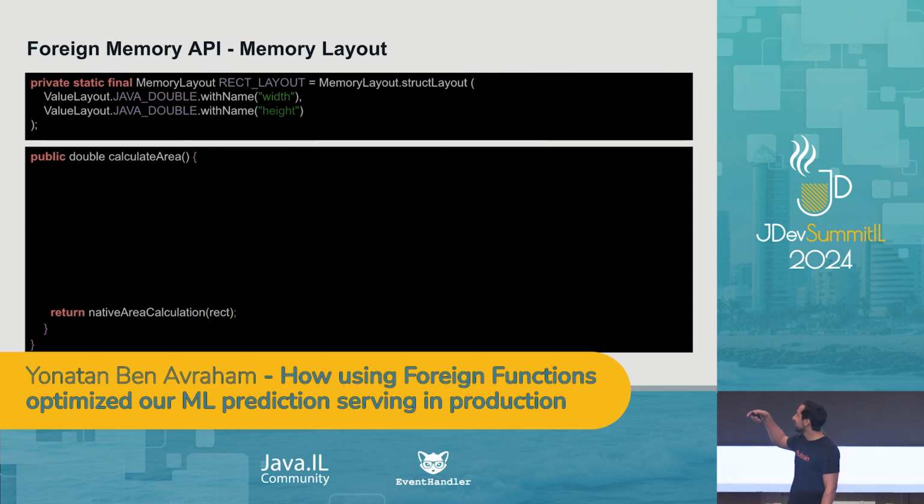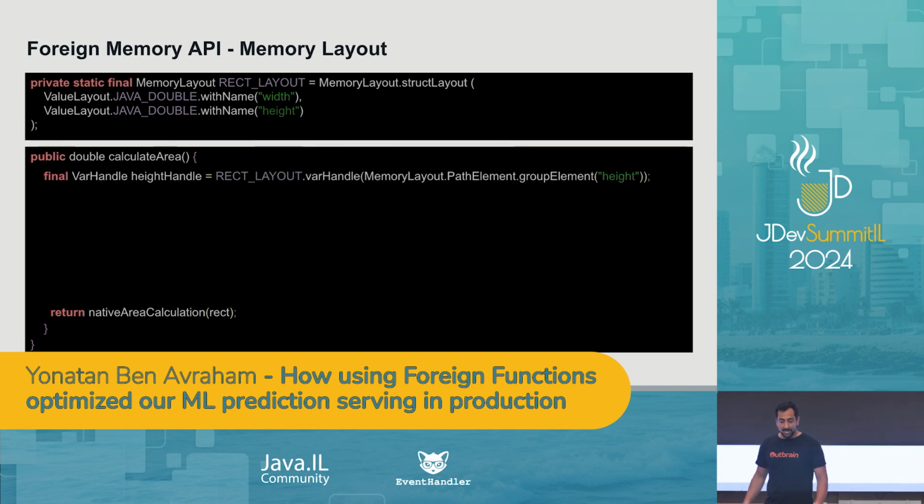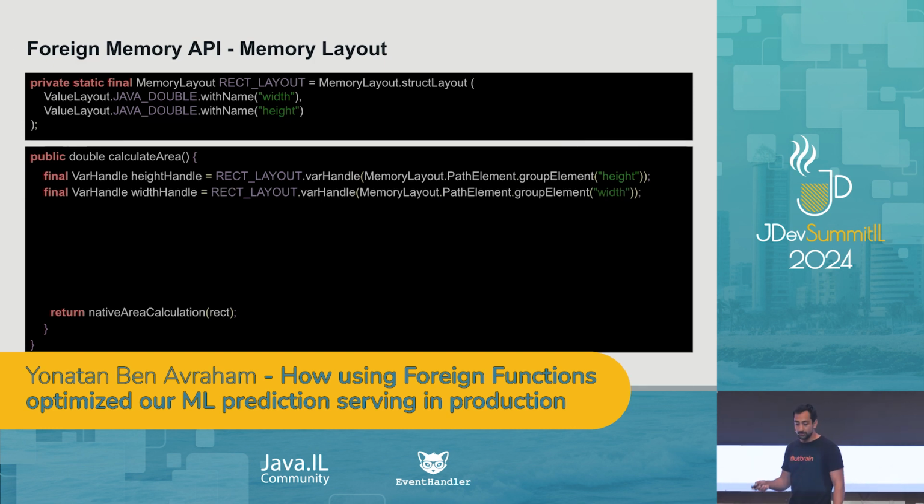And here I created an example of memory layout of a rectangle, and I have my native area calculation, which is very efficient. Using the memory layout struct layout, I'm specifying the value layouts, both the width and the height. They are both double. And using that layout, I can create a var handle. And the var handle is another amazing addition, because using this var handle, I will be able to set the values I want for the height and the width without calculating the offsets on my own.